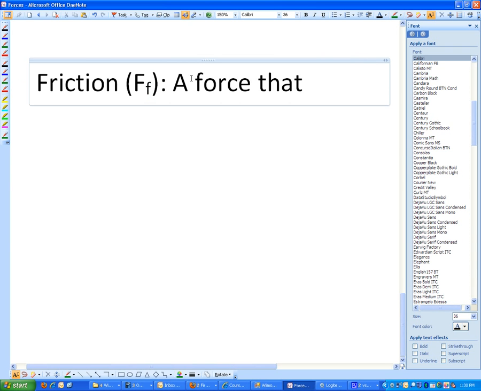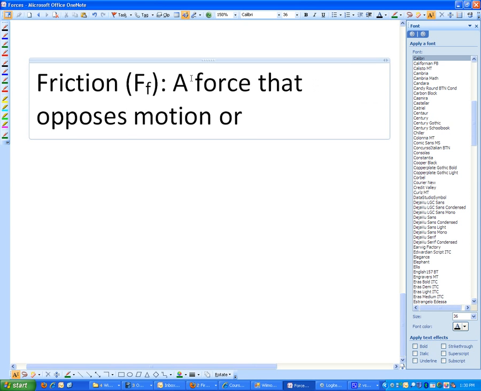Besides force that opposes motion, what else do we think of friction happening? Does friction only happen when something's moving? Movement. Well, that's the same thing as motion. What if I'm pushing this book and it doesn't move? Is there friction? No.